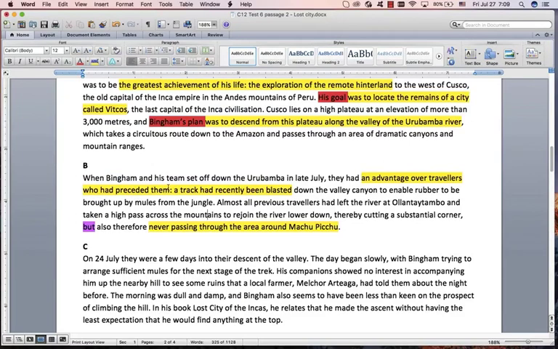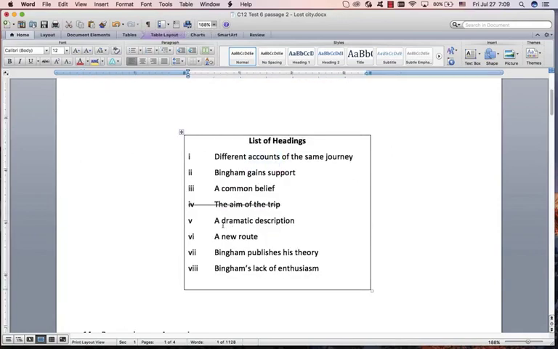Probably the best clue here is, again, this colon. The colon shows important information right there. So if I was to make a heading for this, I would choose either this and say that it's an advantage, or this and say what the advantage was. Right, let's look at our headings. I'll go through them all now.